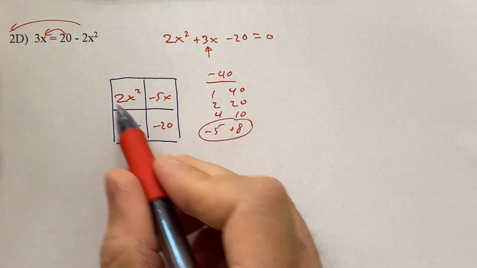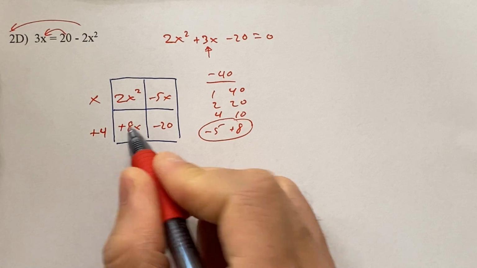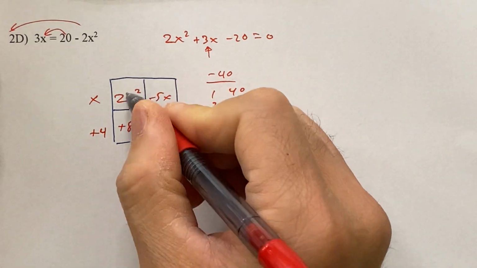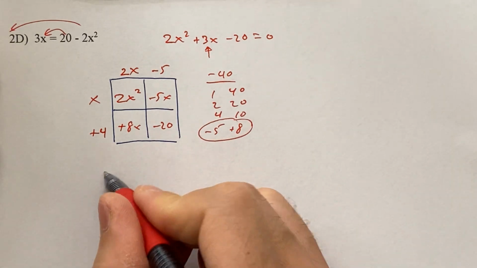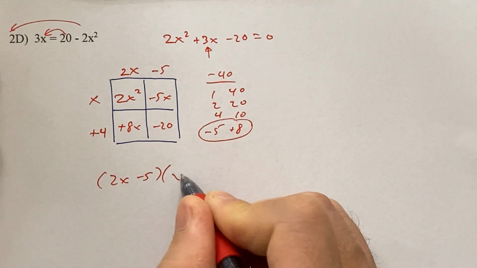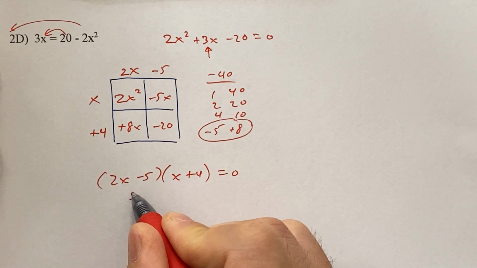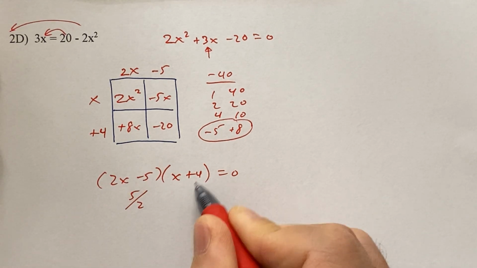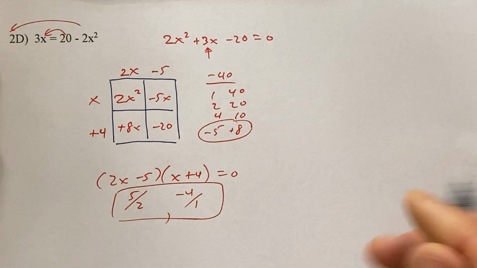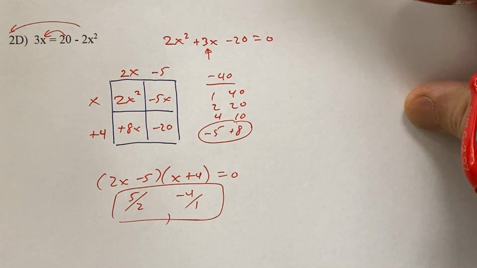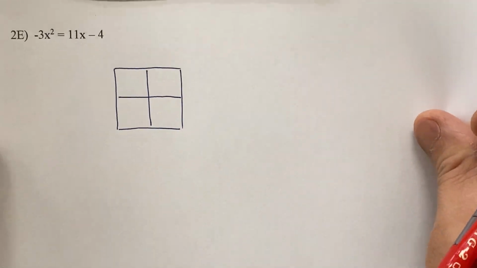GCF each row and column. This is going to be a positive 4 because that closest box is positive. That's 2x, negative 5. So once again, 2x minus 5, x plus 4 is my factoring. Now I need to solve it. So opposite of this over this, opposite of this over this. And there are my answers. Okay. Let's take a look at your next example.